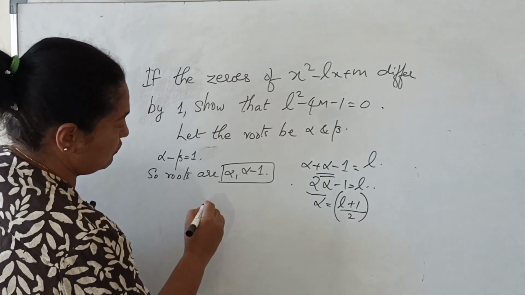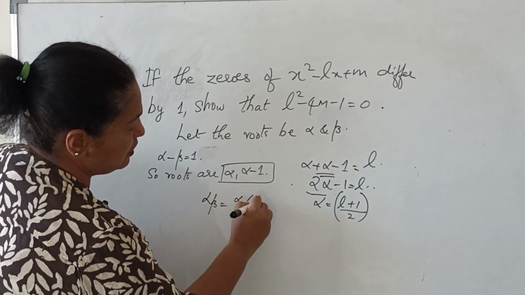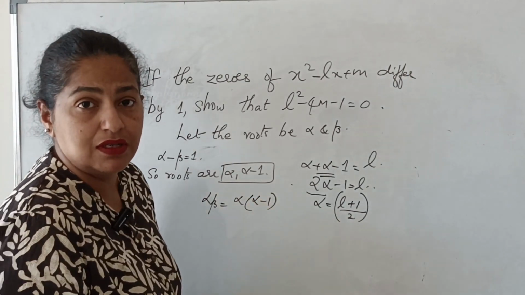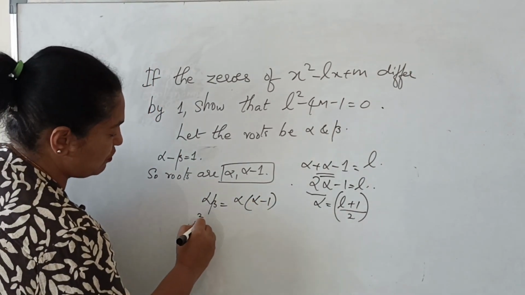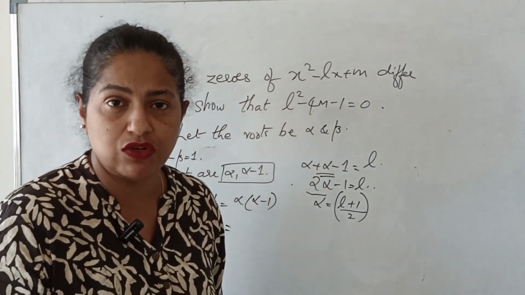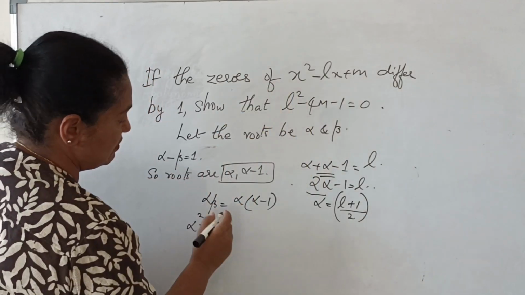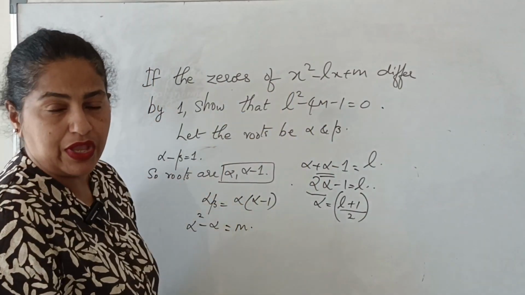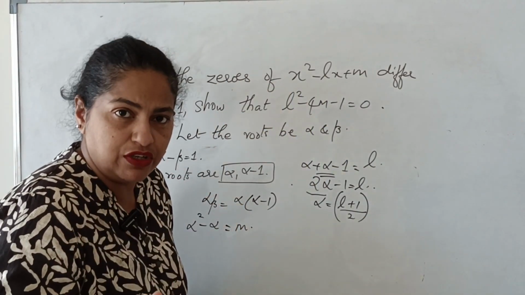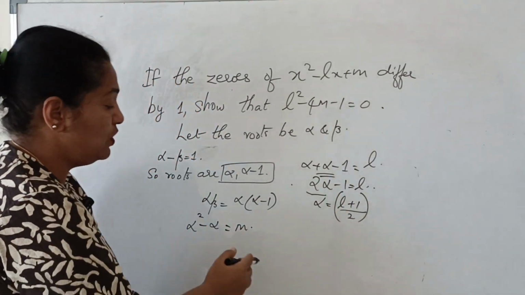Now, what is the product of the roots? Alpha into beta. Alpha into beta became alpha into alpha minus 1. Correct. Now, alpha square minus alpha is equal to, now the product of the roots is given by c by a. What is the formula for c by a? m by 1, which is m.